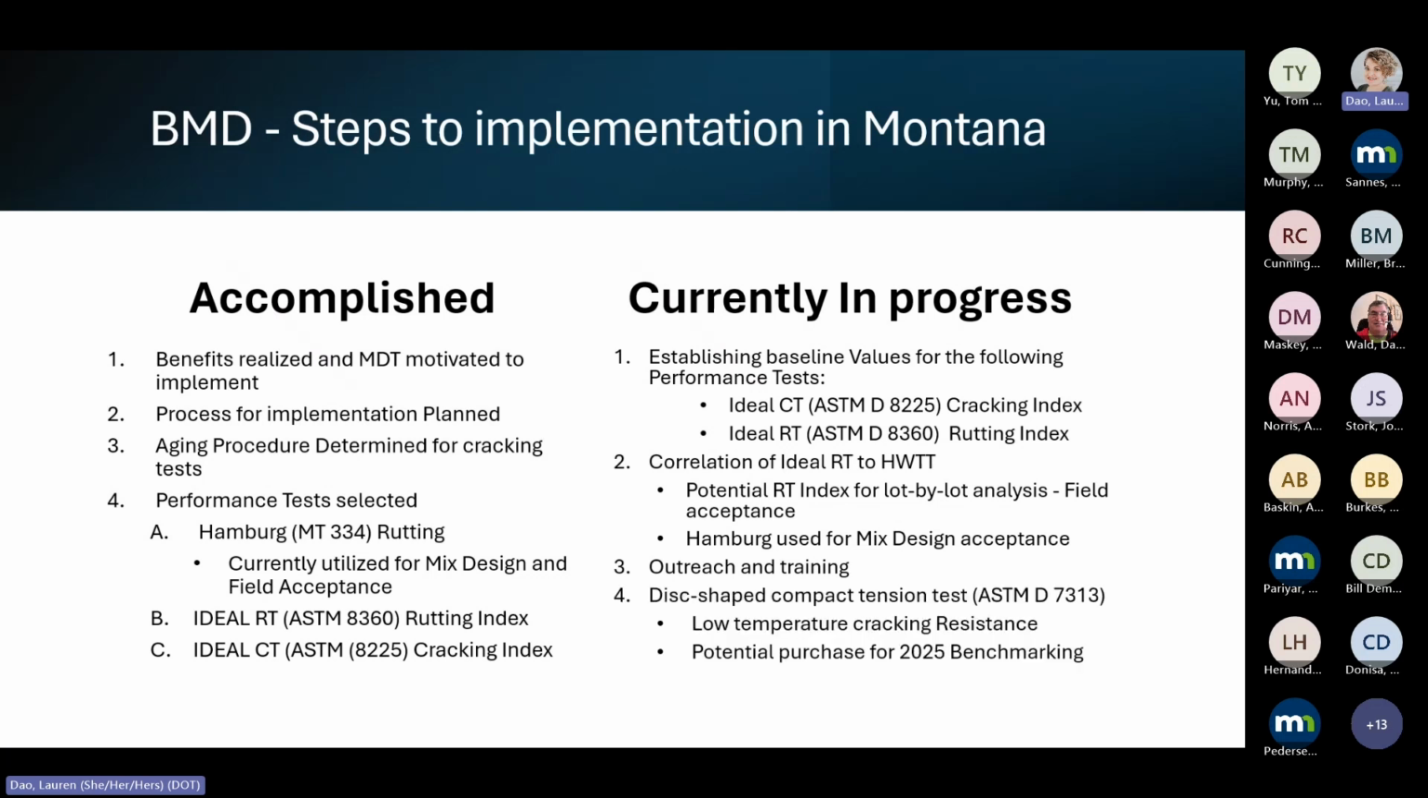And then since we are a cold weather state, we're starting now to lean towards the DCT, and if that is going to be a better test. My pipe dream is that the DCT and the CT can somehow have a correlation. I don't really know if that's going to happen, but we haven't got that far yet. So that we could do, again, this is my pipe dream, RT in the field, Hamburg in the lab, CT in the field, DCT in the lab. So we're working on that.